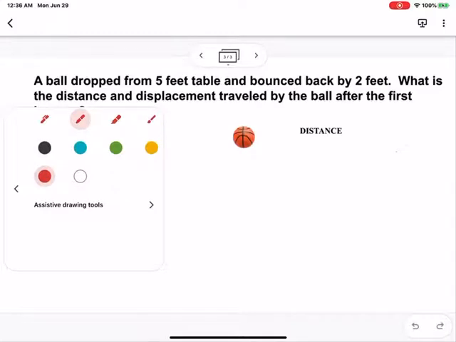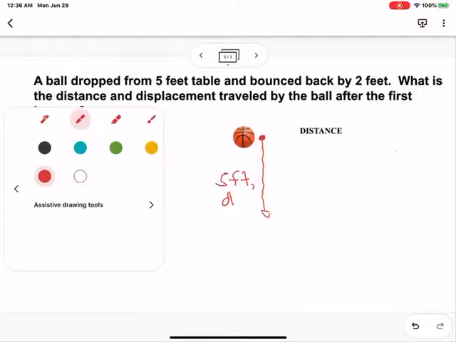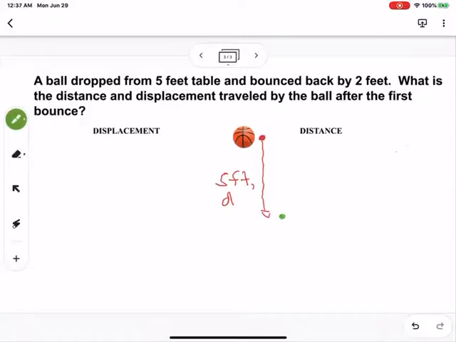So from the starting point, it drops by 5 feet. So 5 feet is down. And then after reaching the floor or the ground, the ball bounced back by 2 feet, and that is going up.